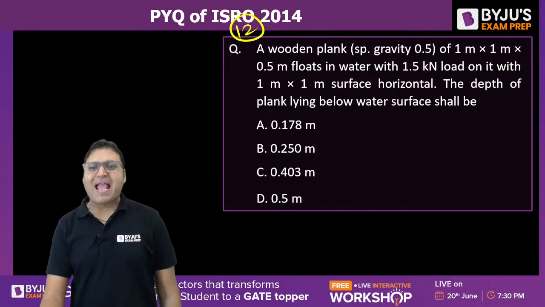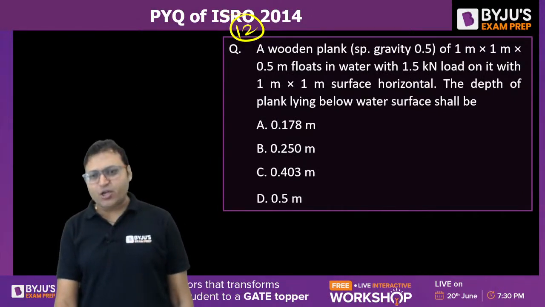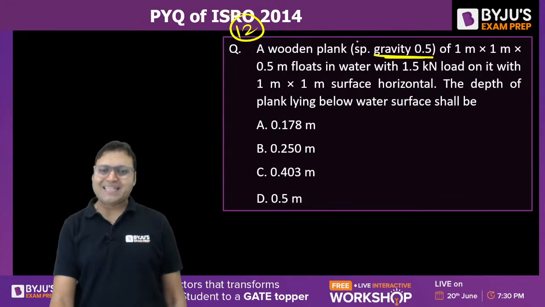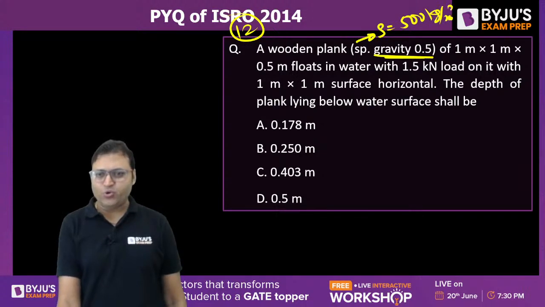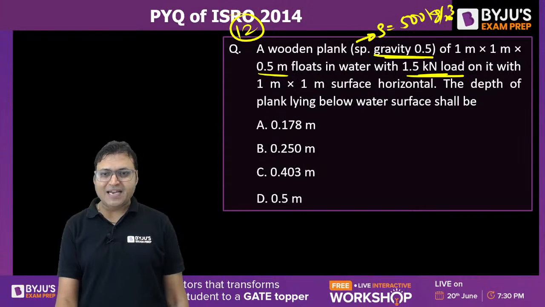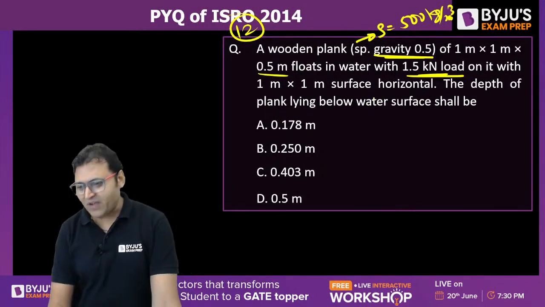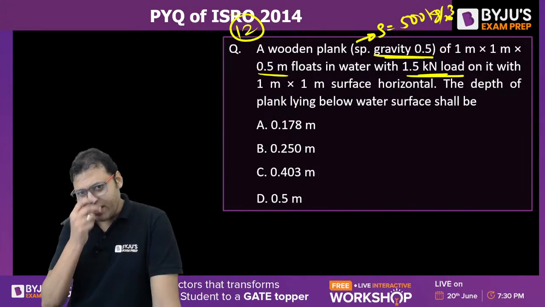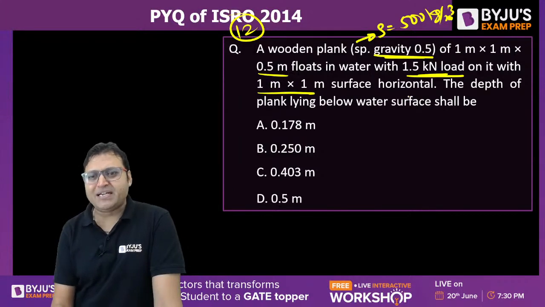This is question number 12. A wooden plank having the specific gravity 0.5. So what is the density of the plank? Density is 500 kg per meter cube. Do you agree? Of 1 meter by 1 meter by 0.5 meter floats in water with a 1.5 kilonewton load on it, with the 1 meter by 1 meter surface horizontal.